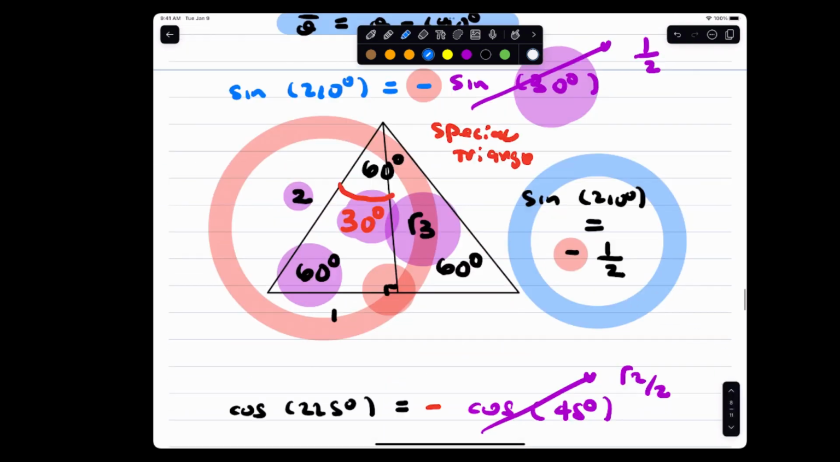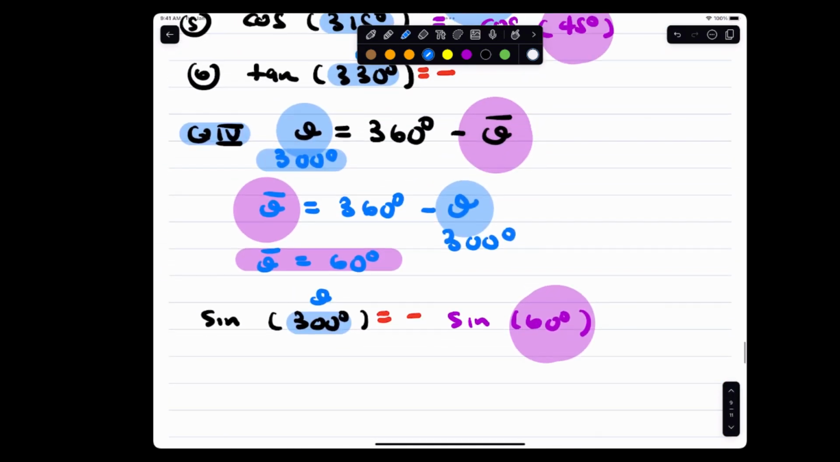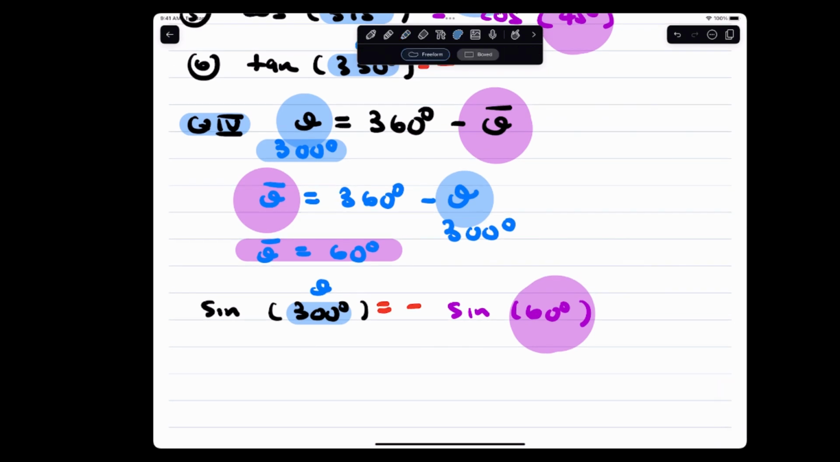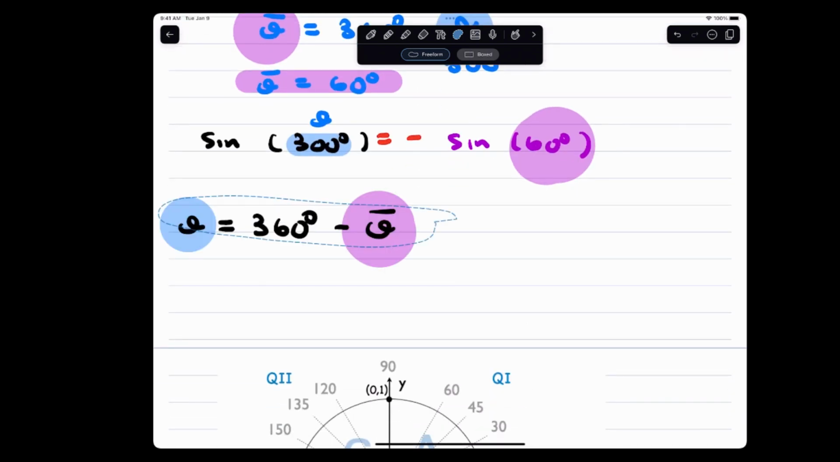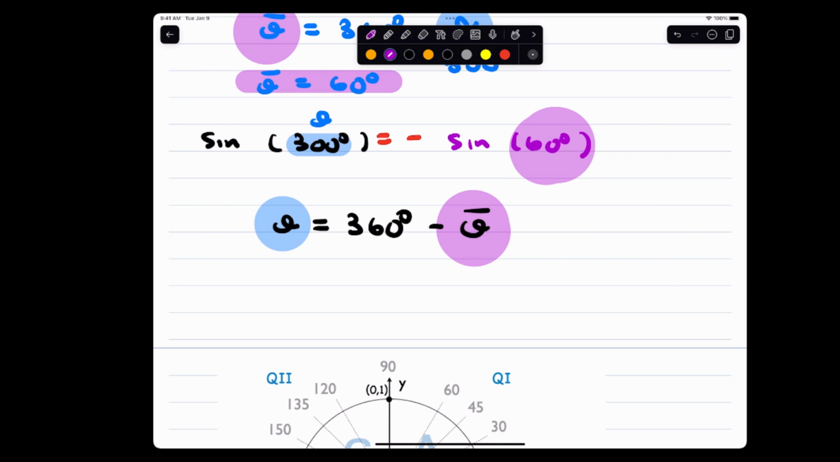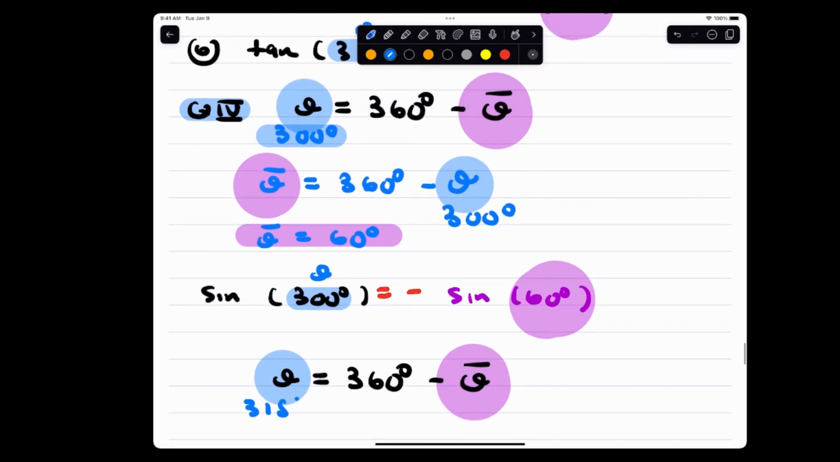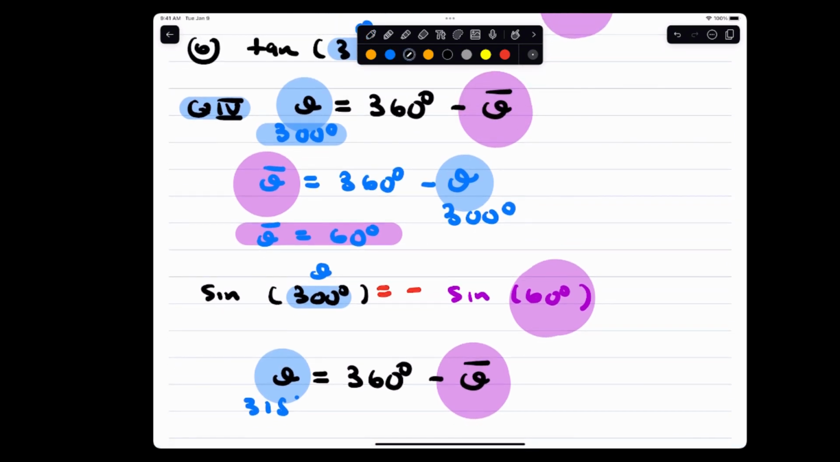Quadrant, no, that's quadrant 3. Where's quadrant 4? There we go. 315. Oops. Oh, go back here. Sorry. I think we have to write it. I didn't write it in black here, right? So the reference angle will be 360 minus the angle. So this is the formula you guys want to know. 360 minus the angle.